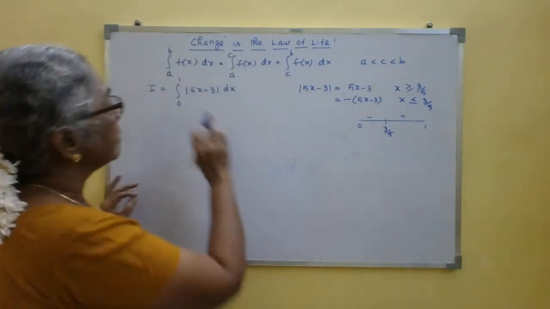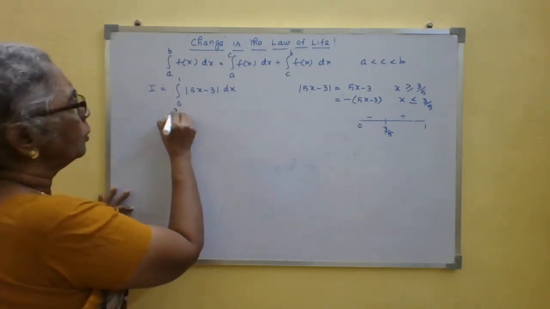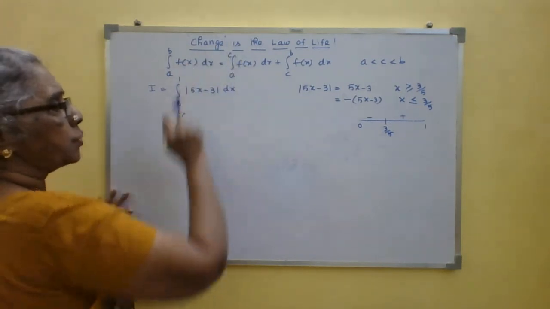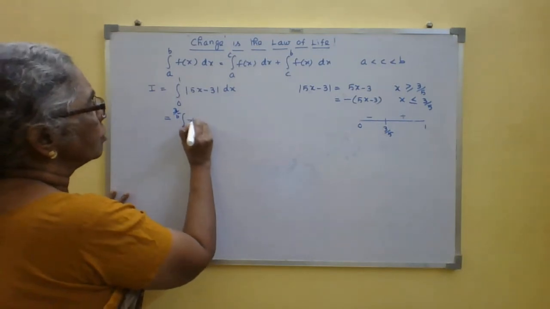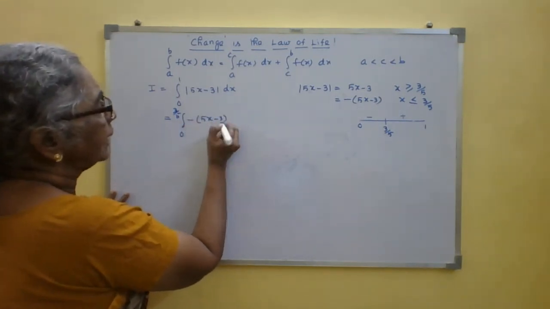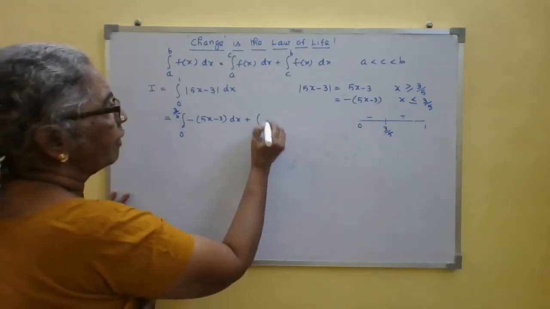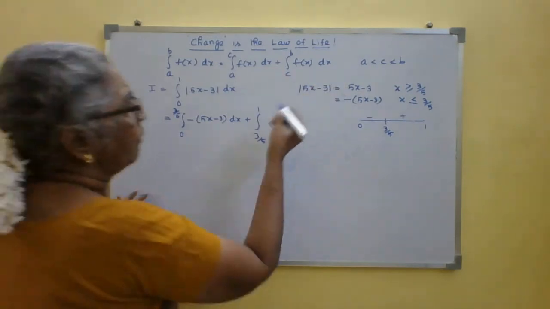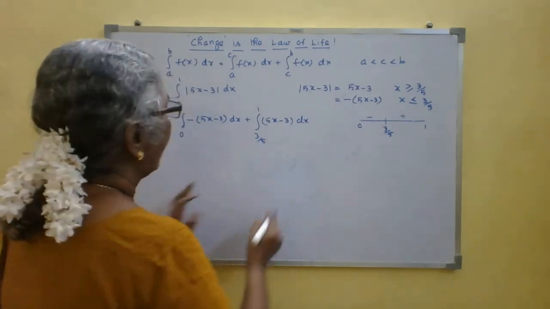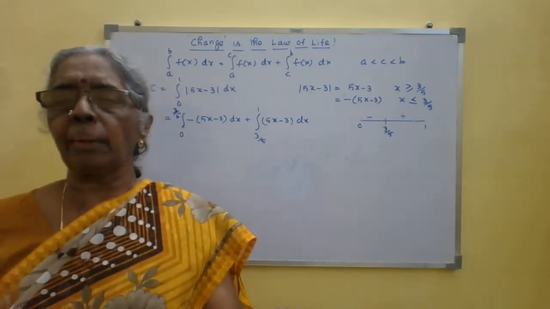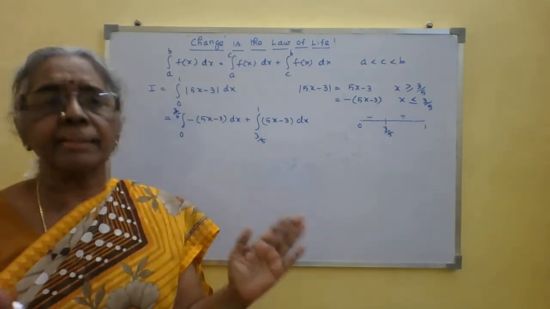So now this I can split into two integrals. One interval is 0 to 3 by 5. This is like that a to c. Here the f of x is now negative, so it is minus 5x minus 3 dx. Then plus c to b, that is 3 by 5 to 1. Now the f of x is positive, so 5x minus 3 dx. Actually if you note, the function will be same in both. Here it is a negation and here it is positive and the limits differ.